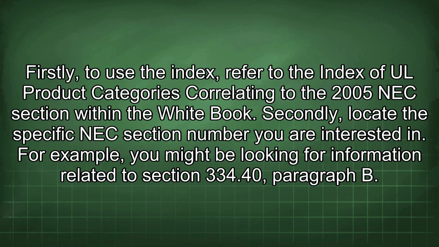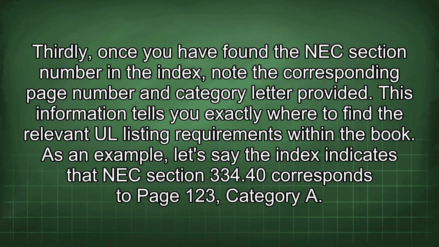Firstly, to use the index, refer to the index of UL product categories correlating to the 2005 NEC section within the White Book. Secondly, locate the specific NEC section number you are interested in. For example, you might be looking for information related to section 334.40, paragraph B. Thirdly, once you have found the NEC section number in the index, note the corresponding page number and category letter provided. This information tells you exactly where to find the relevant UL listing requirements within the book.